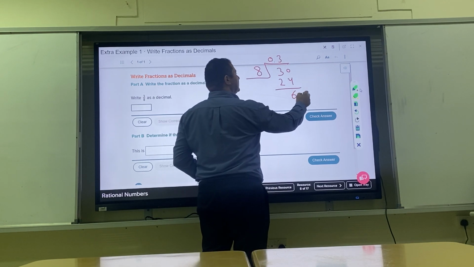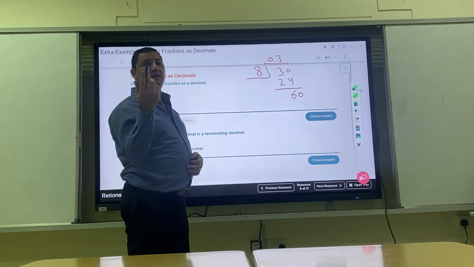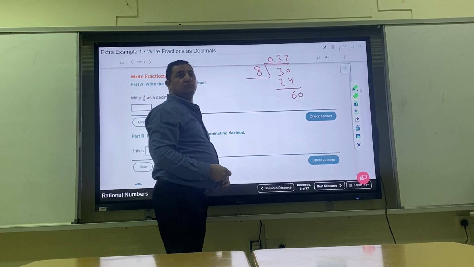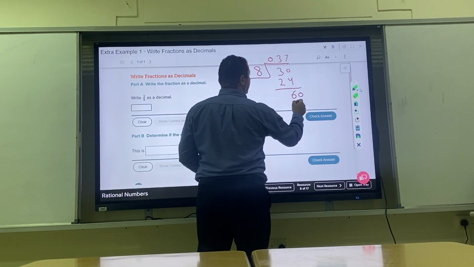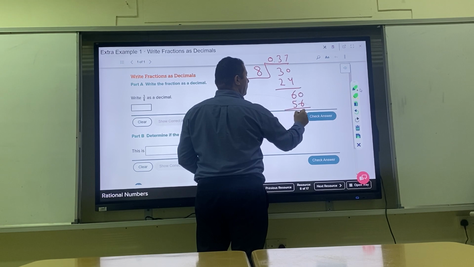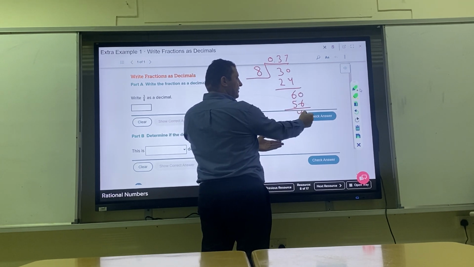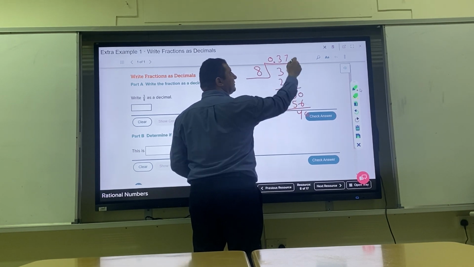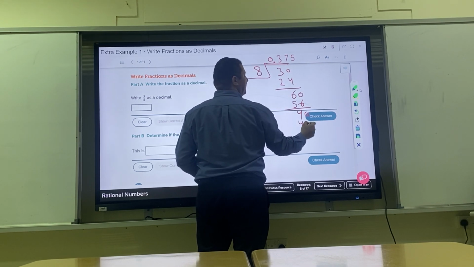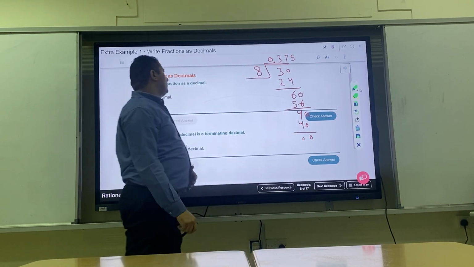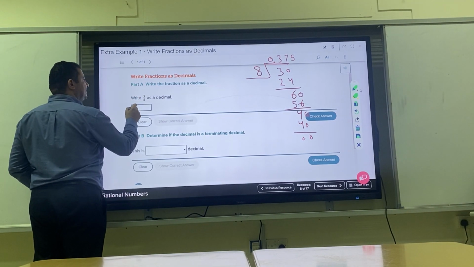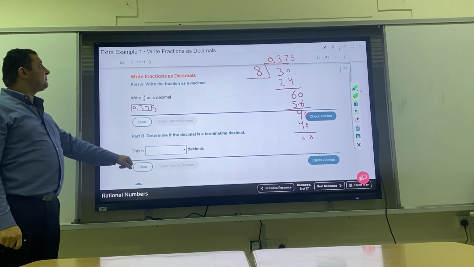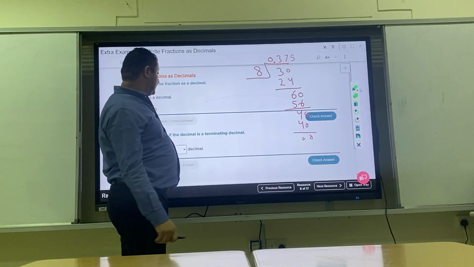Yes. How many 8s inside 60? 7. 7 times 8 is 56. When I subtract, I got 4. Can I add one more 0 here? Yes, because I have a decimal already. So how many 8s in 40? 5. And 5 times 8 is 40. There is no remainder. So 3/8 is the same as 0.375. And this is a terminated decimal.